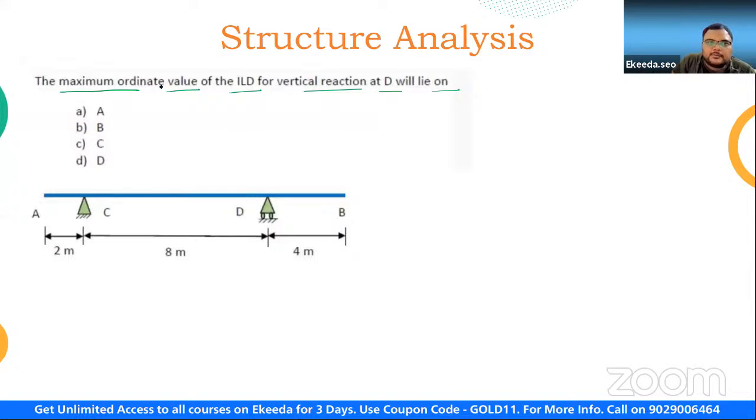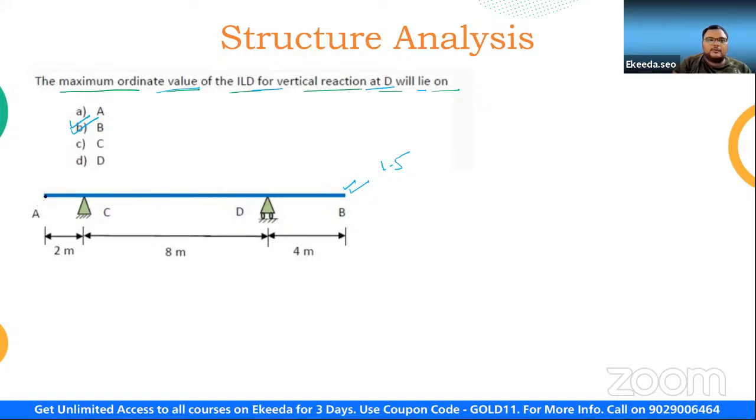So what was asked in this question? What is the maximum ordinate value of the ILD for the vertical reaction at D? It is lying at point D, and it is 1.5. So which option is going to be the correct option? Option B. That is, it will lie at this point.